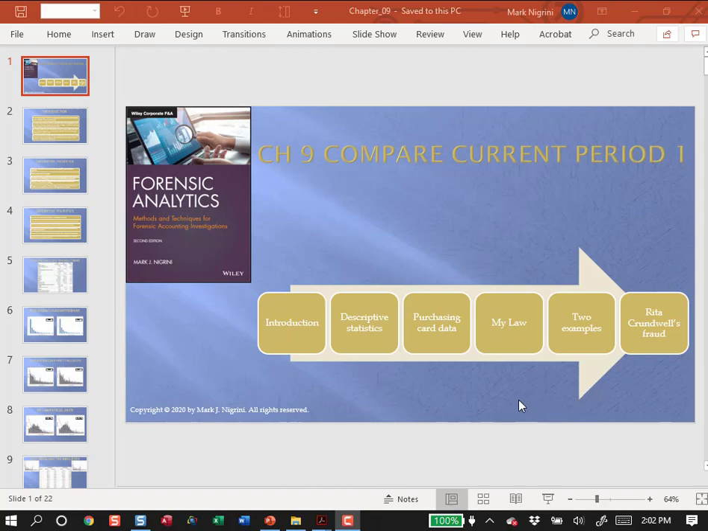Well, hello, this is our review of Chapter 9. In Chapter 9, we're going back to high-level overview tests. However, here we are comparing the current period to a prior period.